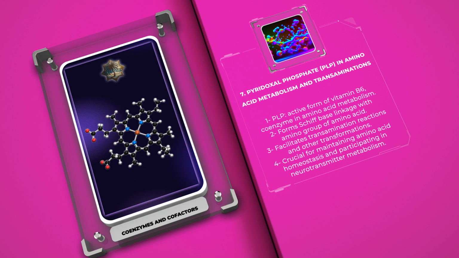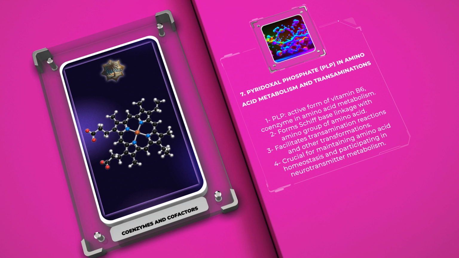Transaminations are particularly crucial in amino acid metabolism, as they facilitate the interconversion of different amino acids and the synthesis of non-essential amino acids. PLP acts as a carrier and catalyst, shuttling amino groups between amino acids and acting as a cofactor for aminotransferases. The ability of PLP to facilitate these reactions is crucial for maintaining proper amino acid homeostasis, supporting protein synthesis, and participating in neurotransmitter metabolism.